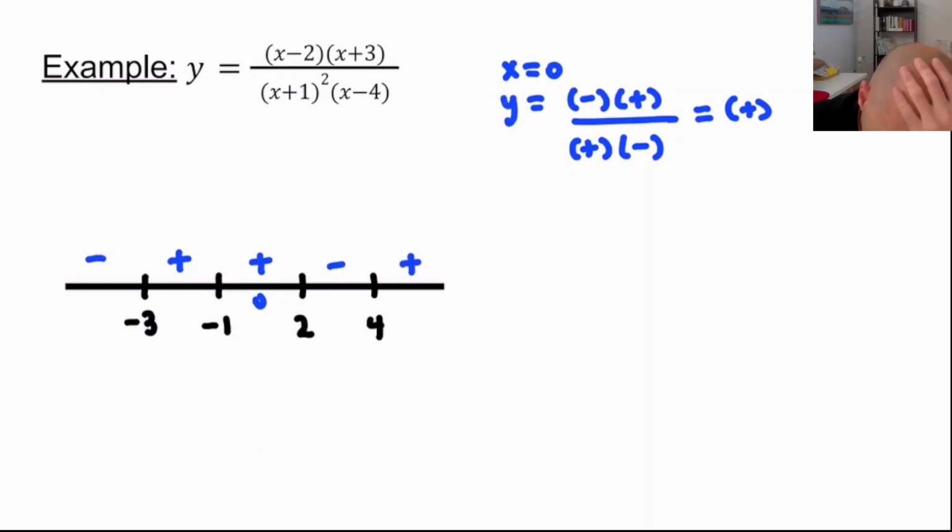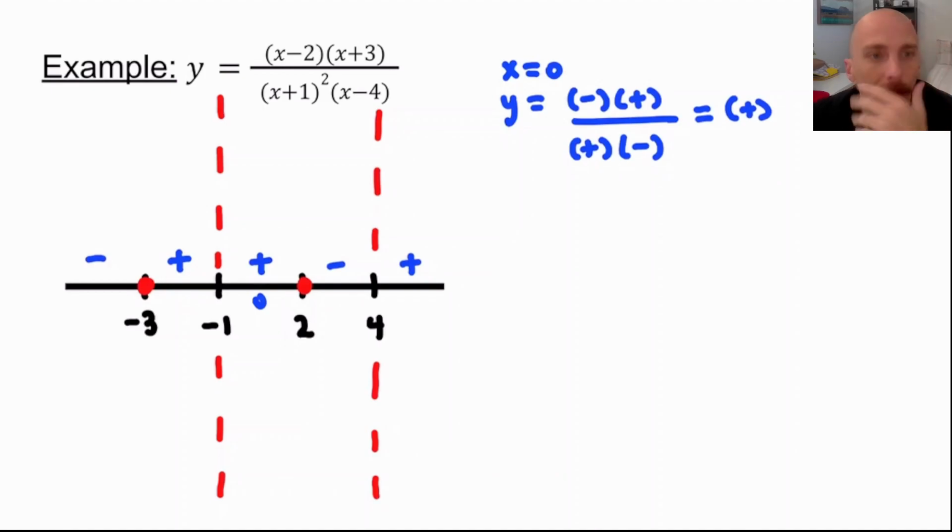Okay, so the zeros are x equals 2 and negative 3. And I'm going to use red for the graph. So negative 3 and positive 2. And then from here, I should probably also label the vertical asymptotes, which is going to be x equals negative 1 and x equals 4. I also know, now I'm talking about vertical asymptotes, and I've already told you about horizontal asymptotes.